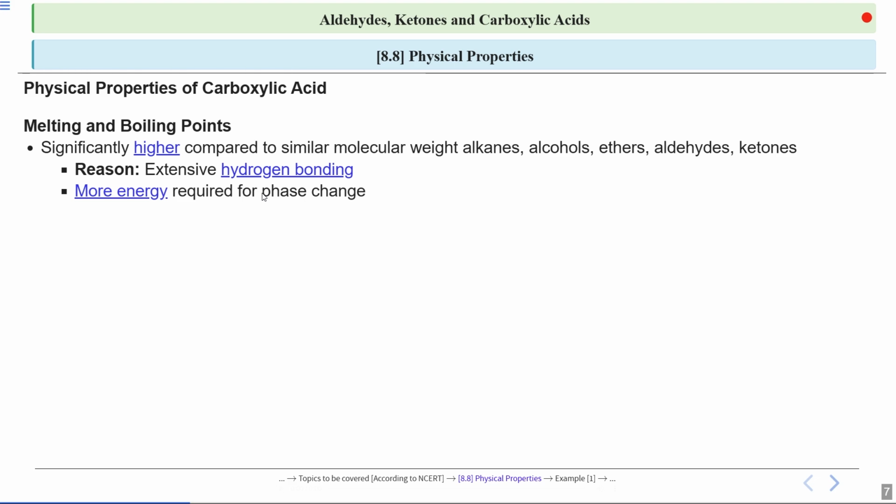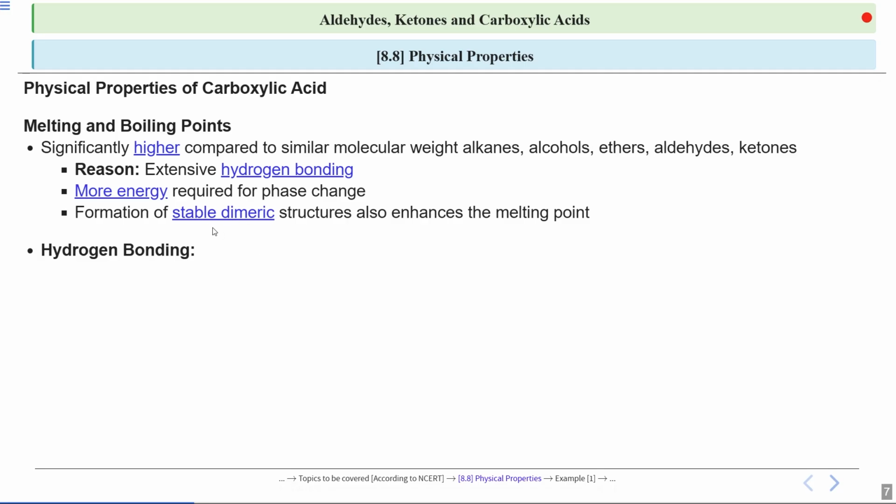So more energy is required for phase change in carboxylic acid due to these strong hydrogen bonds. Additionally, carboxylic acids can form stable dimeric structures. We will discuss these dimeric structures in an upcoming slide, but for now you need to know that these dimers further enhance the melting point, making it higher than expected for their molecular weight.